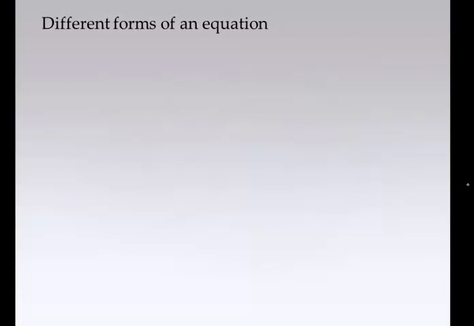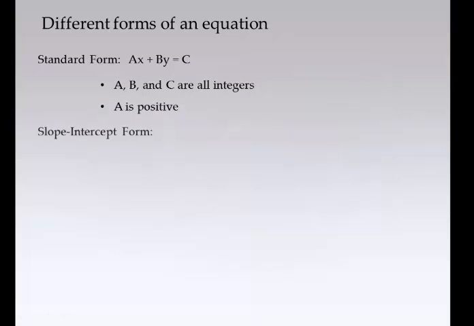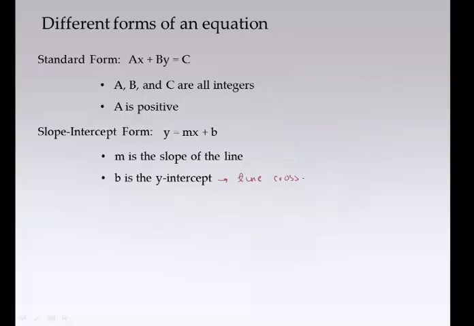There are different ways to represent an equation. Standard form again is ax plus by equals c. A, b, and c will all be integers. A is positive. Slope-intercept form is of the form y equals mx plus b. M is the slope, and b is the y-intercept. This is the place where the line crosses the y-axis.